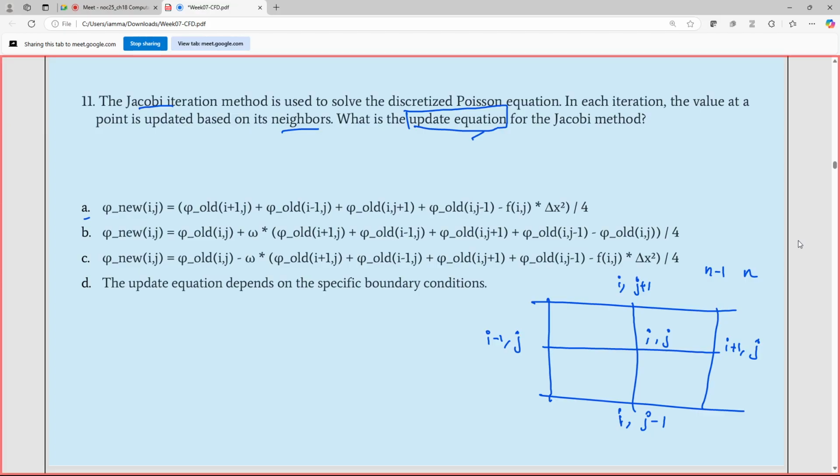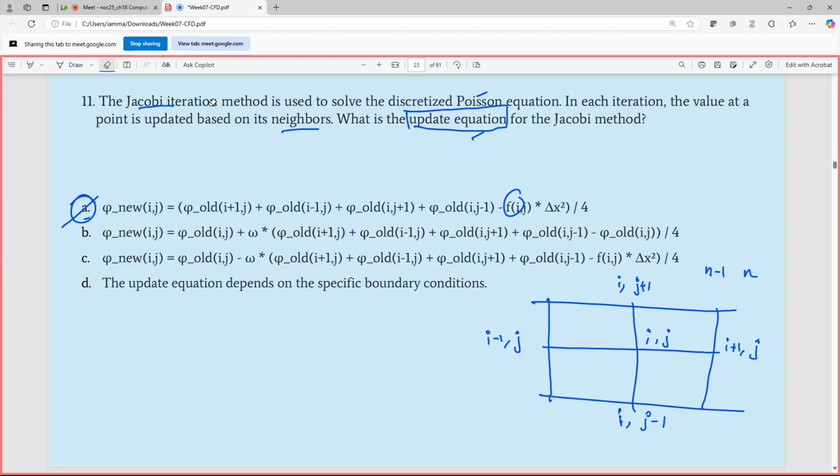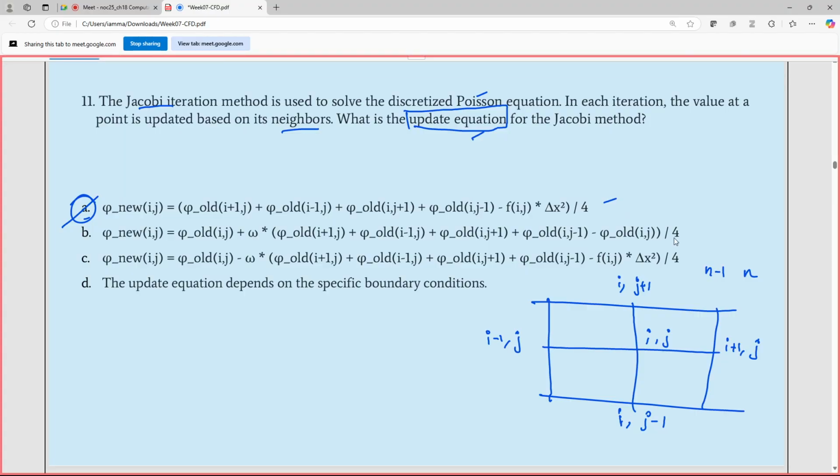Your answer is option A. If you remember, the Poisson equation will have a function. So you only have to check the options that have the function. This one and this one have the function in it, f of ij, the source term. And here, if you see, this negative gives away the answer.